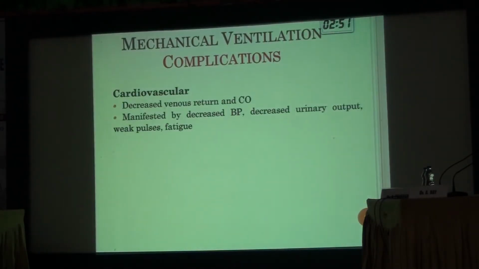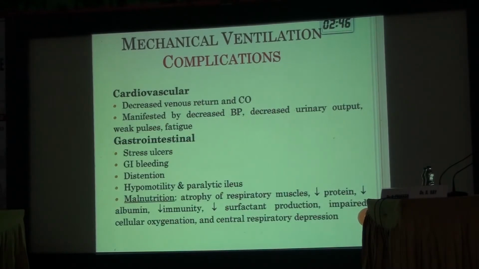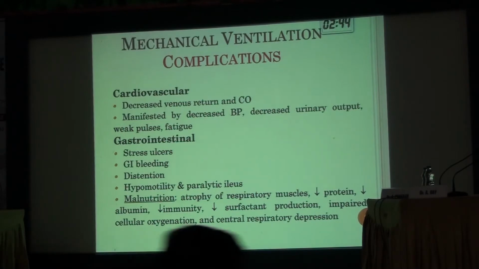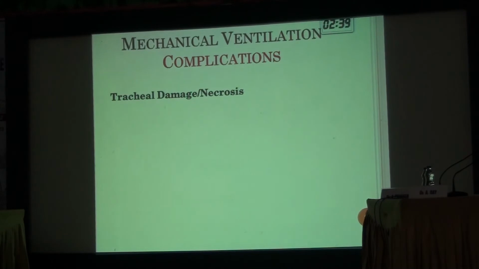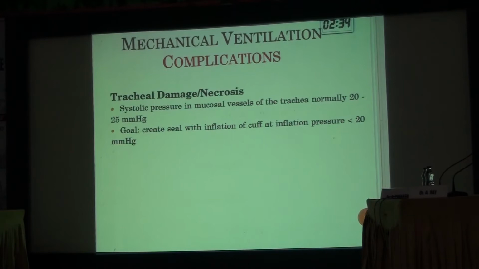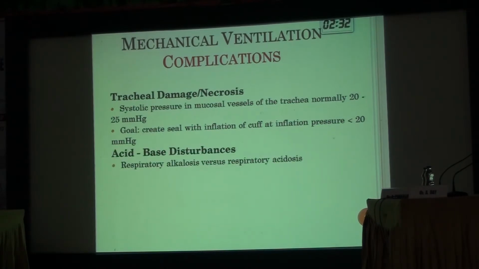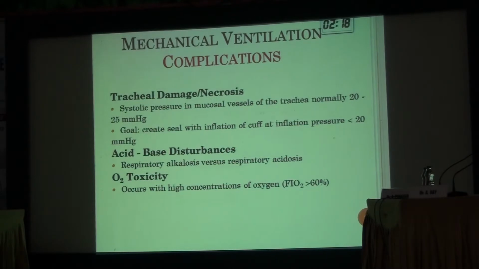Then another complication is the cardiovascular complication. We all know the hemodynamics get jeopardized when we start mechanically ventilating the patient. Stress ulcers, GI bleeding, etc. in the gastrointestinal system. Then tracheal damage and necrosis are also important. If we keep the endotracheal tube for a very long time, those things are going to happen. Acid-base disturbances are very important. That's why you need to do an arterial blood gas every now and then to see what is happening. Then oxygen toxicity: too much is also not good.